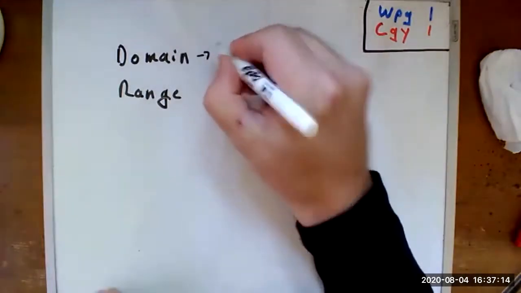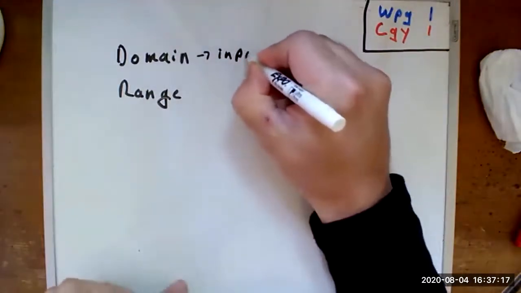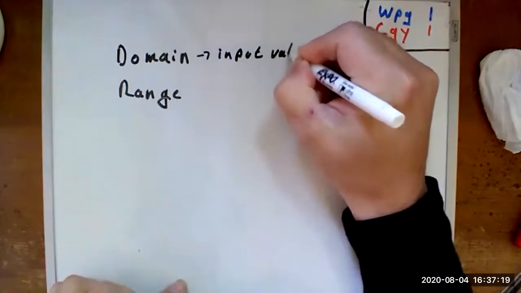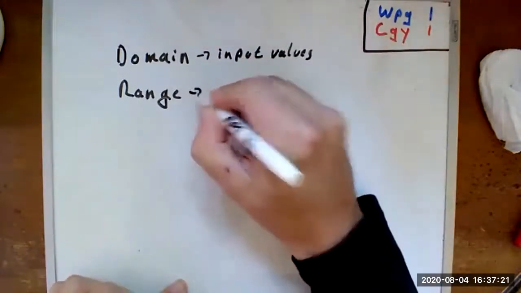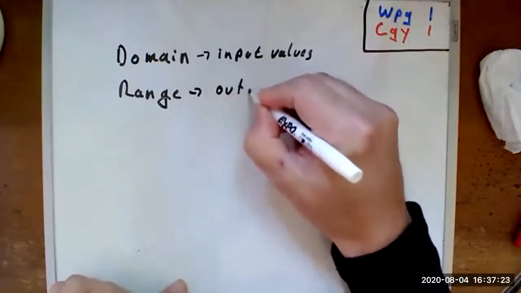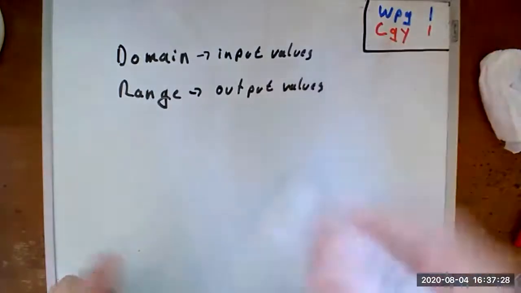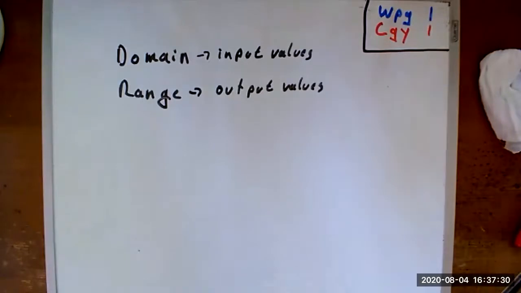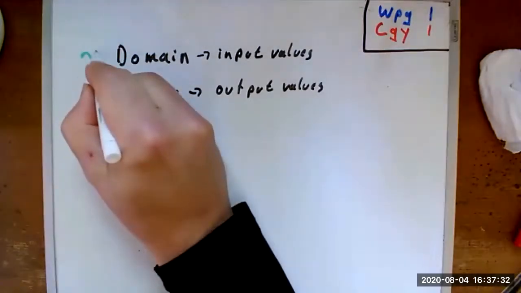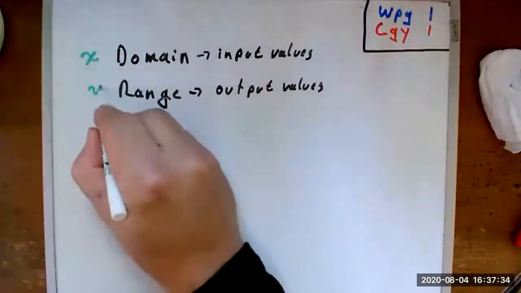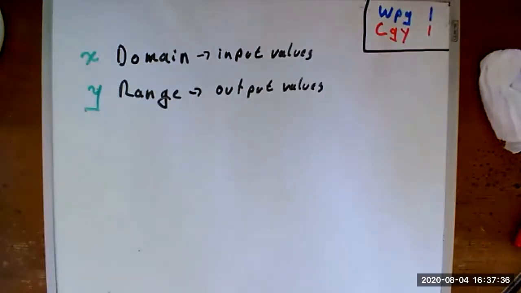There's the domain, and there is the range. The domain, these are all of your input values. And then the range, these are your output values. The other way that you can think of these, and it's often easier to think of it, these correspond with your x values, and these correspond with your y values.